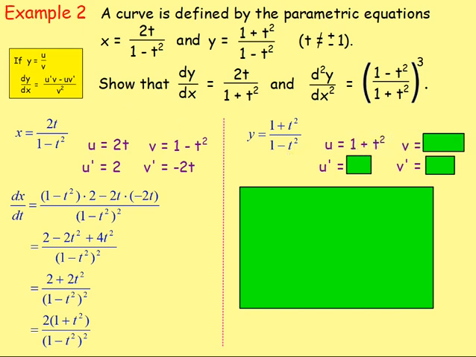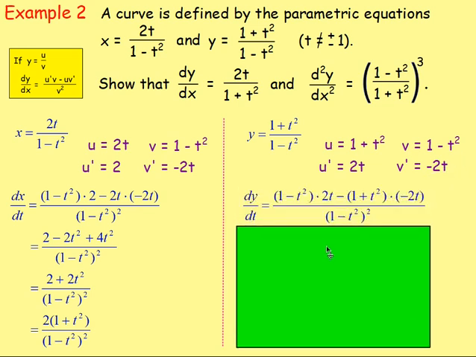So u is going to be what's in the top, 1 plus t squared. v is going to be in the bottom, 1 minus t squared. Differentiate u, so u dash is going to be 2t. And v dash will be negative 2t. After that, dy by dt will be u dash v minus uv dash over v squared. So 2t times the 1 minus t squared. Take away the 1 plus t squared times the negative 2t. And we're dividing that by 1 minus t squared, all squared.